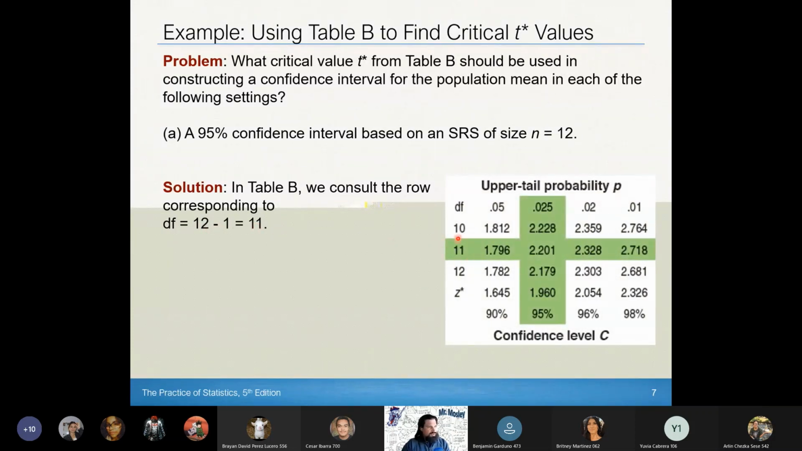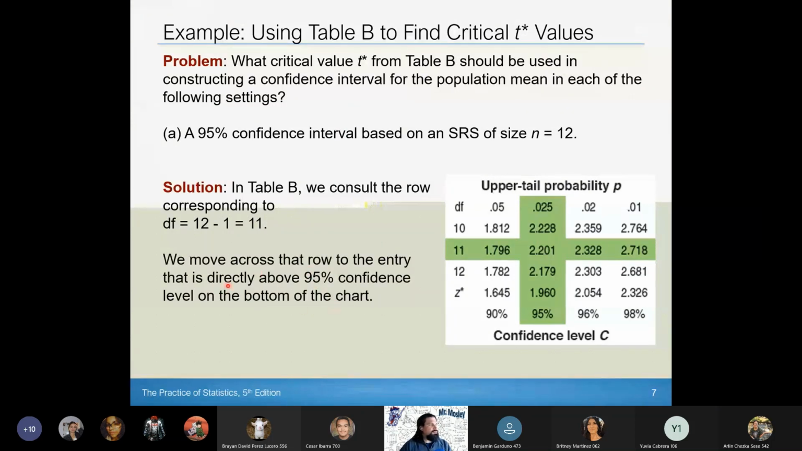So in our table here, we'll find 11 under the DF column. We'll go to the 95% confidence level across the bottom and find their intersection. We get 2.201. And that's what this is saying to do here. So the desired critical value is t star equals 2.201. And this critical value is used very similarly to how we use the critical value with proportions: whatever statistic plus or minus critical value times the standard deviation of the statistic, or the standard error.